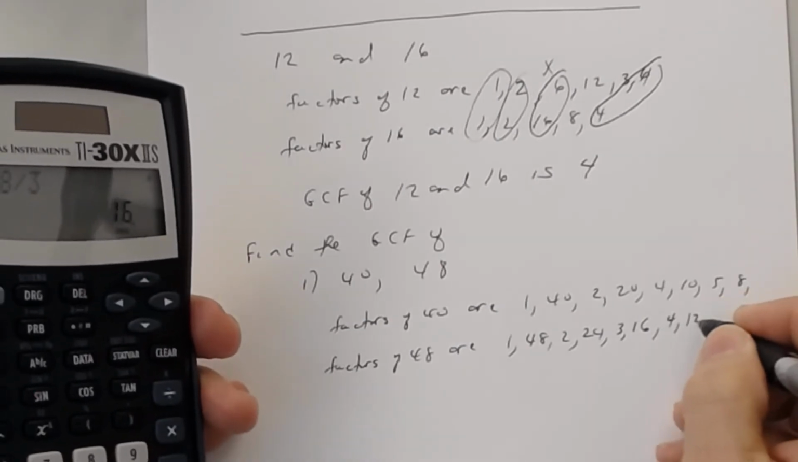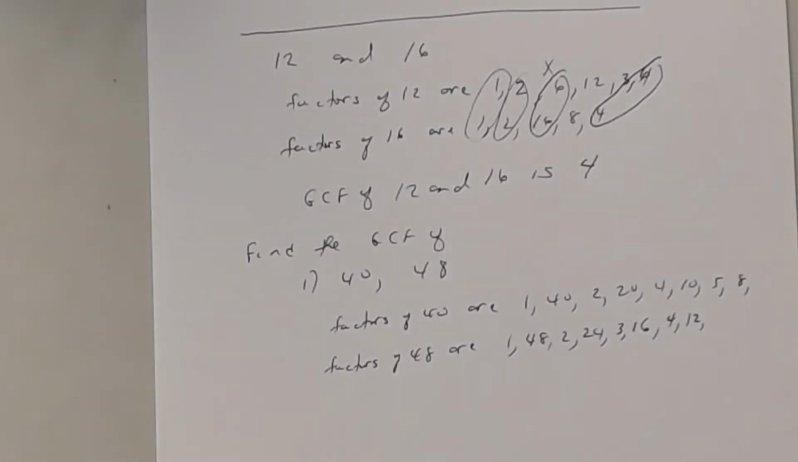4 and 12. All right, 5 definitely is not. What about 6? 48 divided by 6. Okay, so 6 and 8, y'all agree? And guys, all you got to do is go halfway. Just go halfway to 24. That's all you got to do. So we have what?